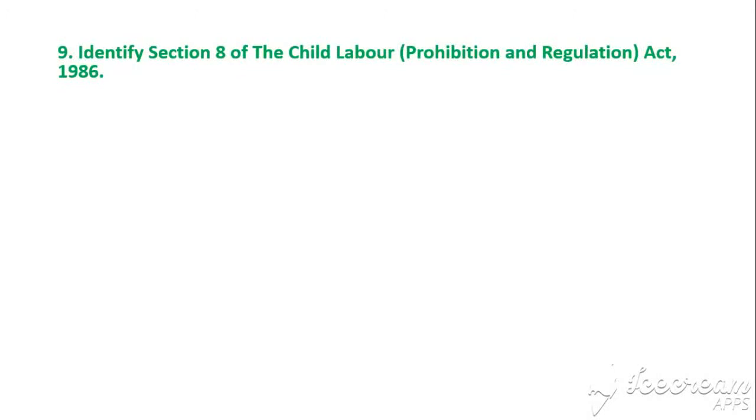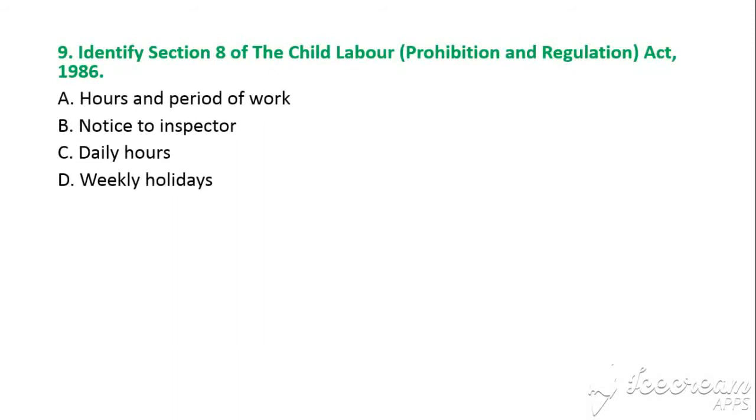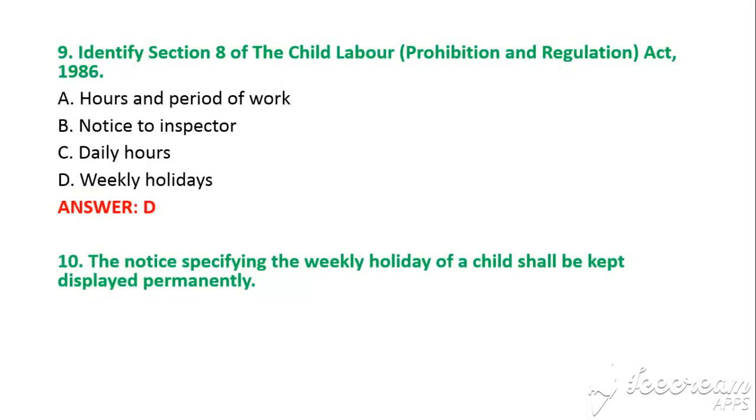Another question is, identify section 8 of Child Labor Prohibition and Regulation Act 1986. So what says the section 8 of this act? The options are hours and period of work, notice to inspector, daily hours, weekly holidays. Here, Section 8 of this Act says about the weekly holidays of the children. Answer D is right. 10th question is, the notice specifying the weekly holiday of a child shall be kept displayed permanently. Can you say whether it is true or false? Yeah, it's true.